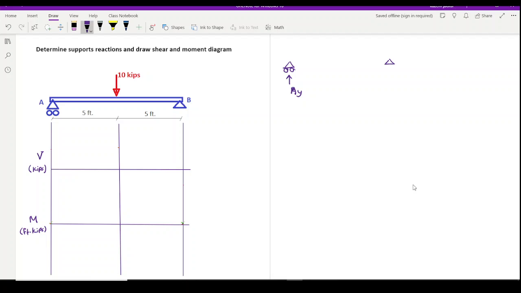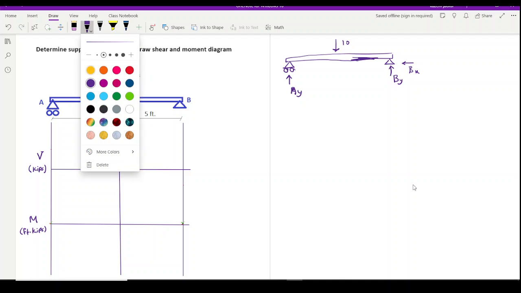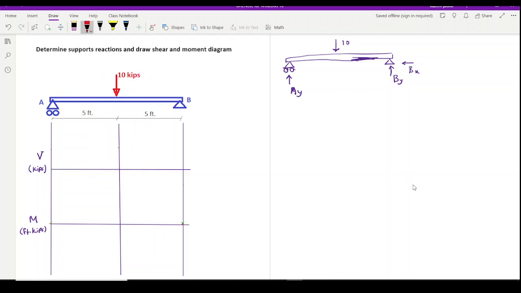At B, we have a pin type of support, and a pin produces two support reactions, which are By and Bx. I draw very quickly this beam on top of these two supports, and I'm going to show this external force that I have, which is 10. Now, by examining this beam, you can see there is no horizontal force. That means that Bx is equal to 0.